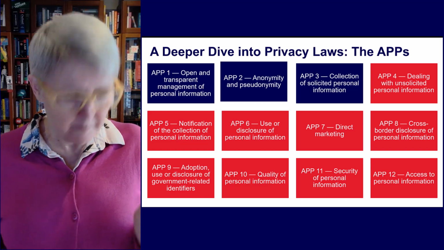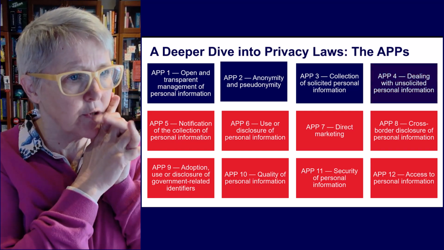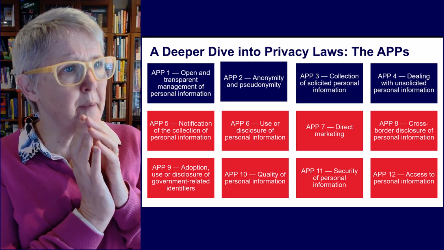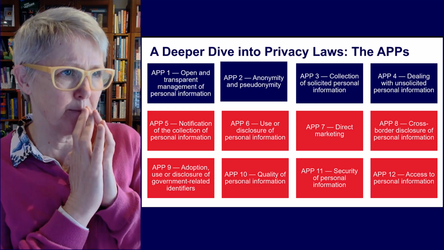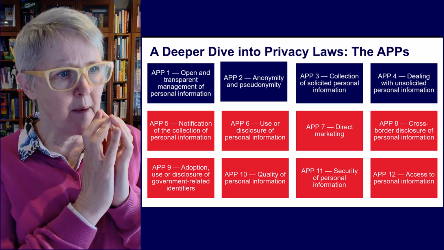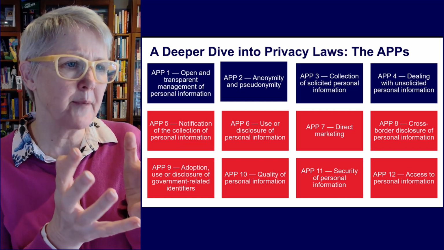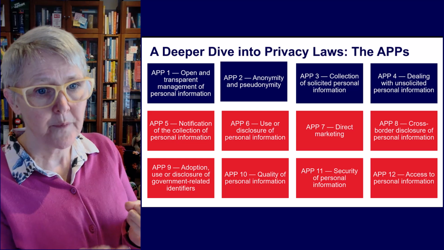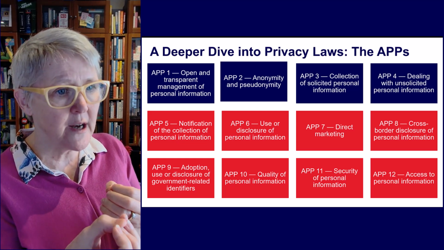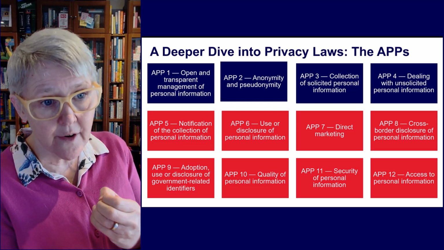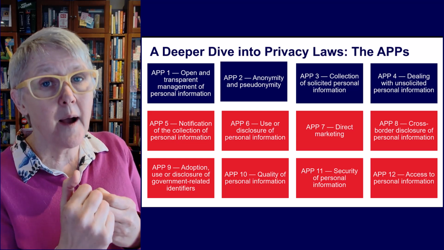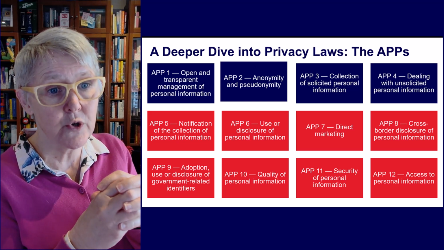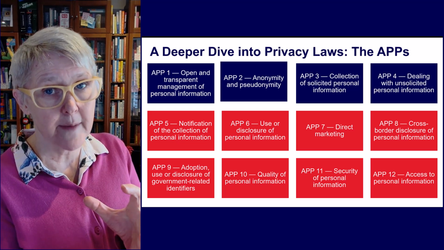APP4. Let's highlight it so we know we're talking about it. APP4 is about dealing with unsolicited personal information. So let's use an example here. Say a blockchain company receives some personal information that it didn't ask for. It reviews the information and determines that it's not necessary for its functions. To comply with APP4, the company would need to securely destroy the information.